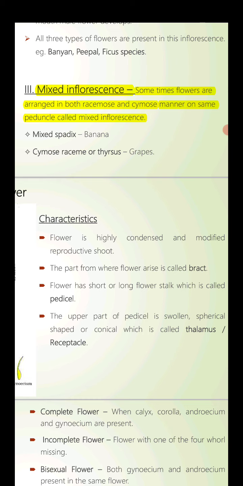The upper part of the pedicel is swollen, spherical or conical shaped, which is called the thalamus or receptacle. So what's the meaning of flower? It's actually a condensed and modified reproductive shoot. A flower develops from a bud, either axillary or terminal. The tip of the thalamus can prolong to form another flower or vegetative shoot. An example is rose. And the thalamus may show internodes between various types of floral organs: perianth, androecium, gynoecium.